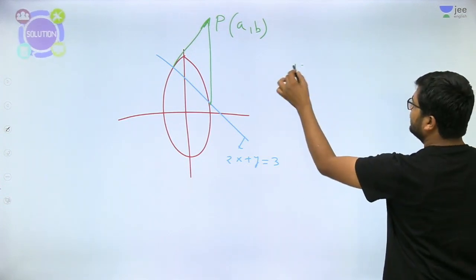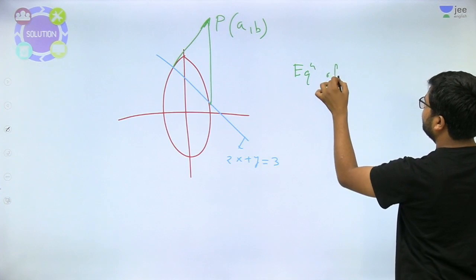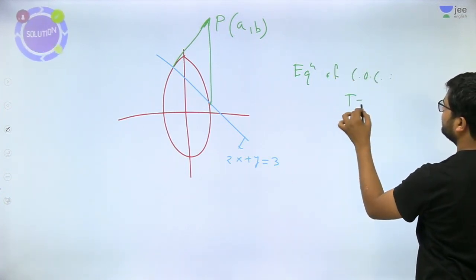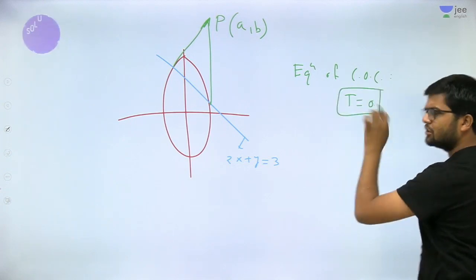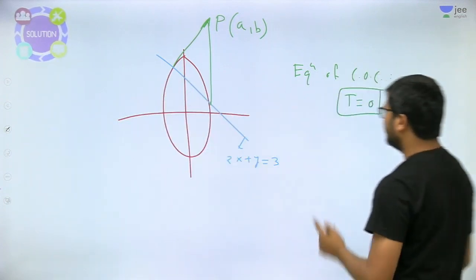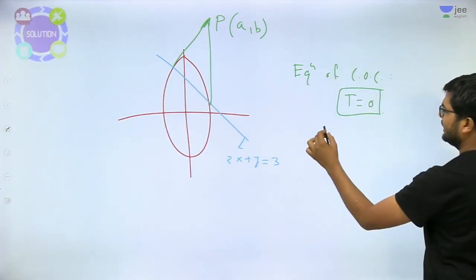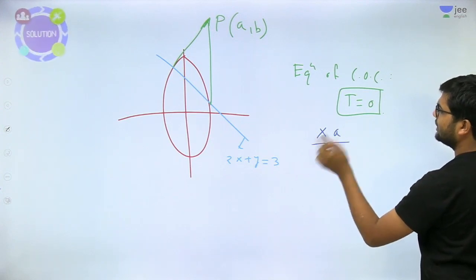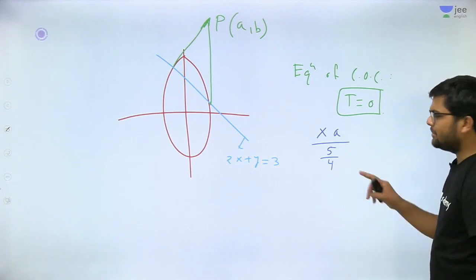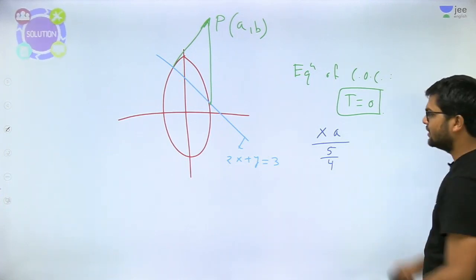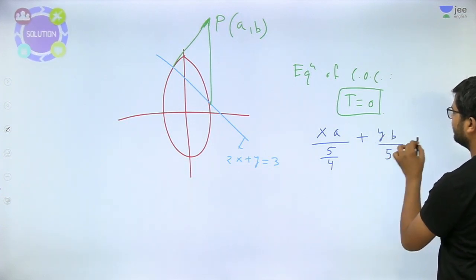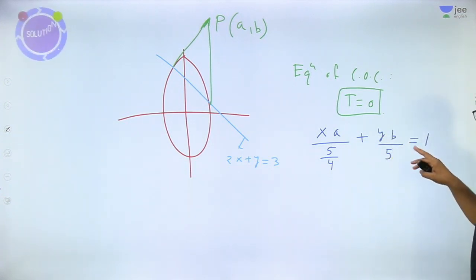So equation of chord of contact, by theory, is T equal to 0. Yes or no? And T equal to 0, I can say that x1 upon A square is 5 by 4. As I said, A square will remain the same, it will not change for tangent. Plus y1 upon B square, which is 5, equal to 1. So that is the equation of tangent.